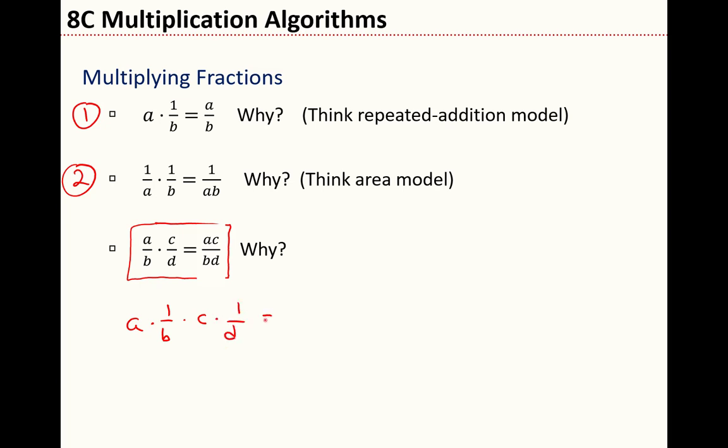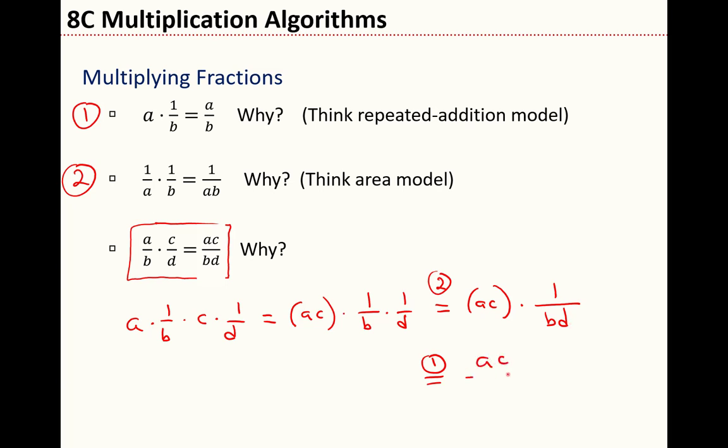Now I can rearrange terms because of commutativity, ac times 1 over b times 1 over d. And now rule number 2 tells me how to multiply these two numbers together. That is 1 over bd. But then rule number 1 tells me how to multiply a number times 1 over another number, and that's ac over bd. And there it is. This tells us how to multiply two fractions together.